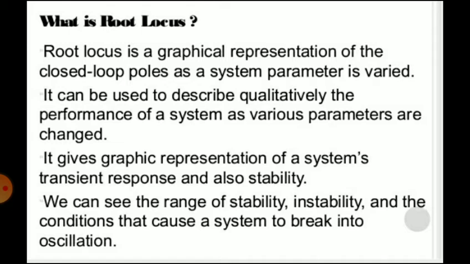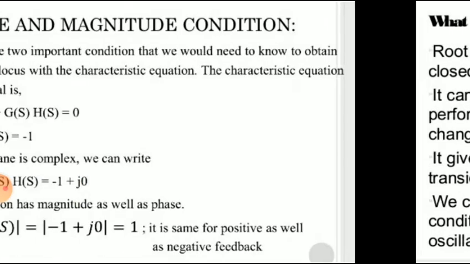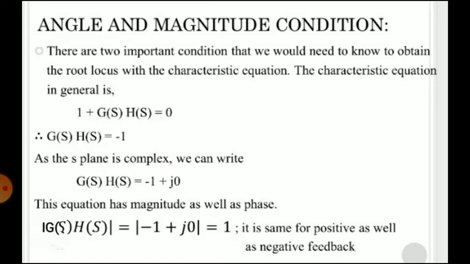Root locus is a graphical representation of the closed loop poles as the system parameter is varied. It can be used to describe qualitatively the performance of a system as various parameters are changed. It gives a graphic representation of a system's transient response and also stability. First of all, we will see what the angle and magnitude conditions are.